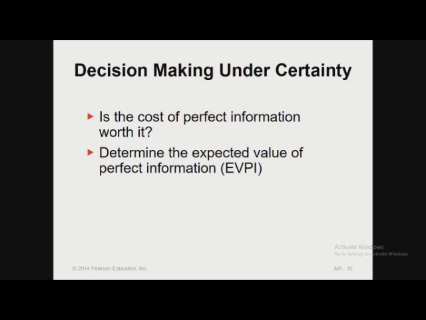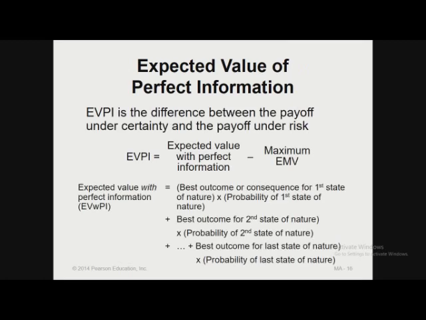So to determine the expected value of perfect information, we are going to use this formula. EVPI is the difference between the payoff under certainty and the payoff under risk. Actually, ang atoa dira ang kuhaon na humana naman ta kuha sa expected monetary value in the previous nato nga discussion.